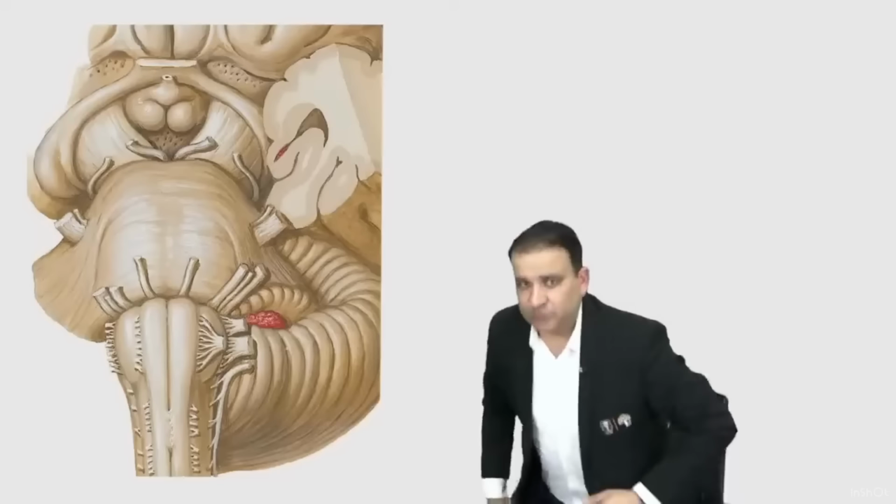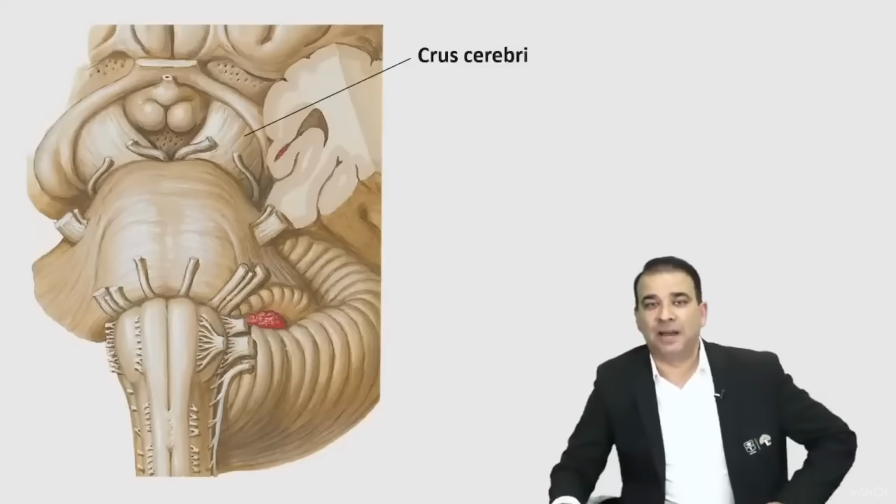First of all, looking at the brainstem, this portion is the midbrain, that is the pons, and that is the medulla oblongata. In the midbrain, this part is the ventral aspect of the brainstem; you are looking at the brainstem from the front. That part of the midbrain is called the crus cerebri, also called the cerebral peduncle.